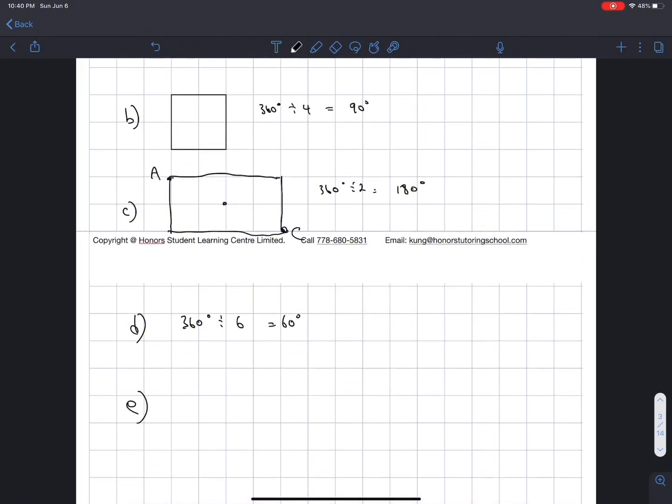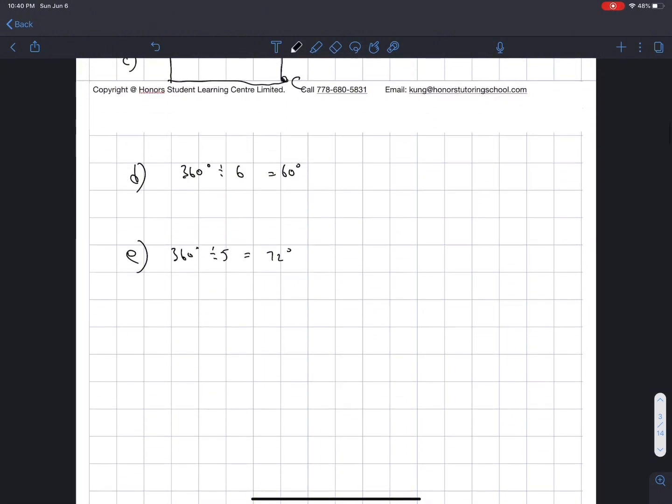E is 5-sided, so 360 divided by 5, we get 72. F is not a regular polygon, so we cannot use that pattern. We just have a parallelogram.